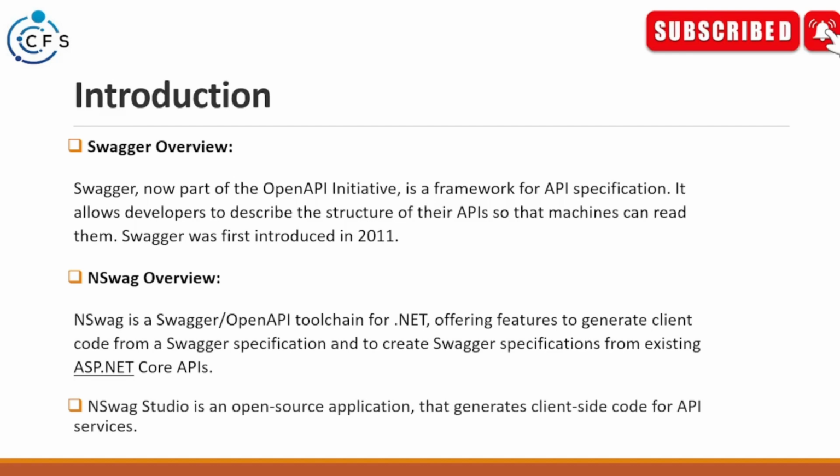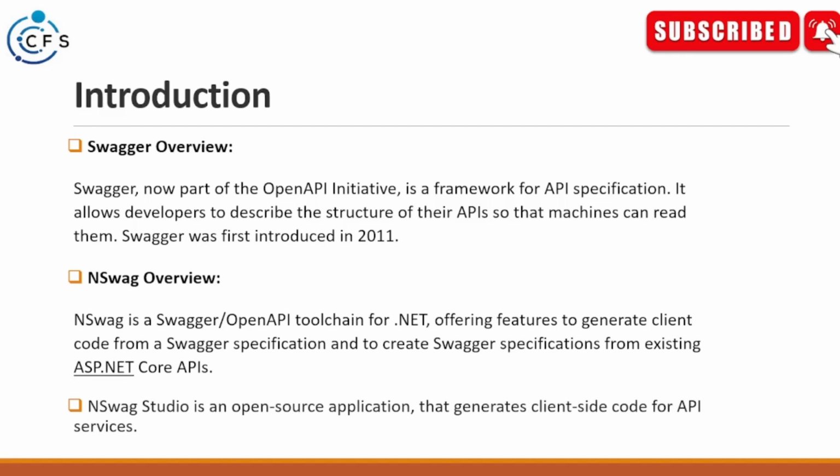NSwag overview. NSwag is a Swagger OpenAPI toolchain in .NET, offering features to generate client code from a Swagger specification and to create a Swagger specification from existing ASP.NET Core APIs. With NSwag, we can create the client-side code from NSwag Studio, an open source application that generates client-side code for API services. So before proceeding, let's see the importance of having client-side code.